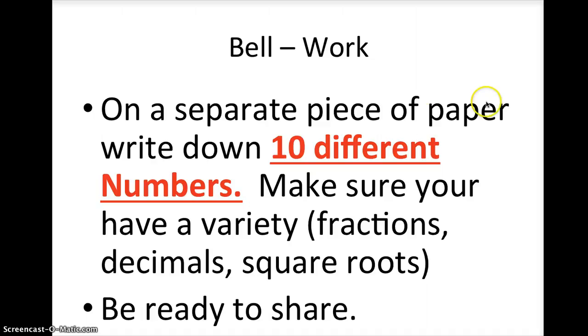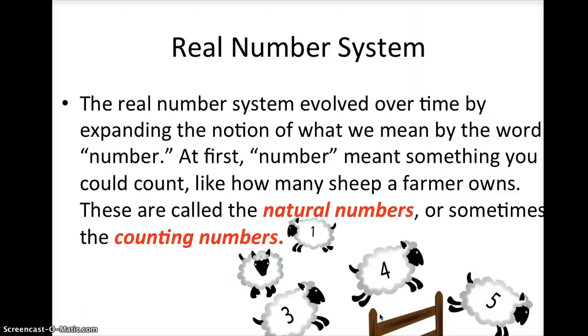So we're going to start with the idea of way back when we have a farmer named Farmer John. Farmer John had some sheep, but he needed to know how many sheep there were. So he said, I am going to count my sheep today. So he started counting one, two, three, four, five, and so on. And so when we talk about numbers, numbers meant something you could count. And so we call them counting numbers or natural numbers.